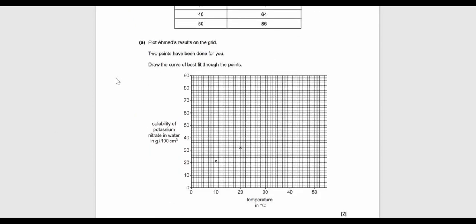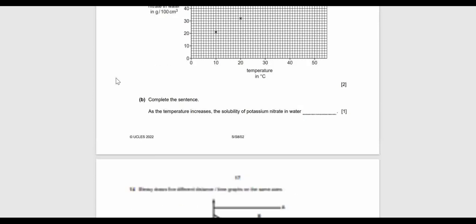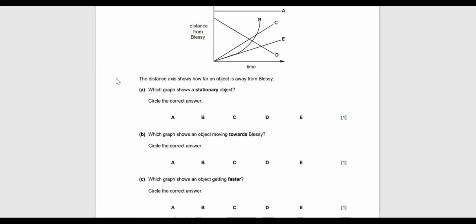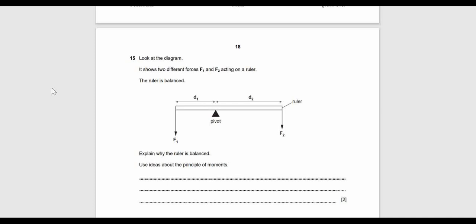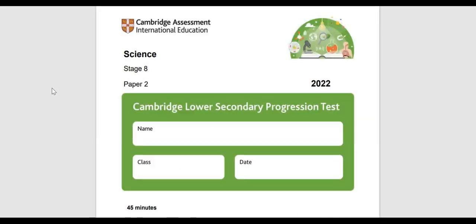This is 13A. This is 13B. Next is 14A, B and then 14C. Question 15. That's the last, right? End of the paper.